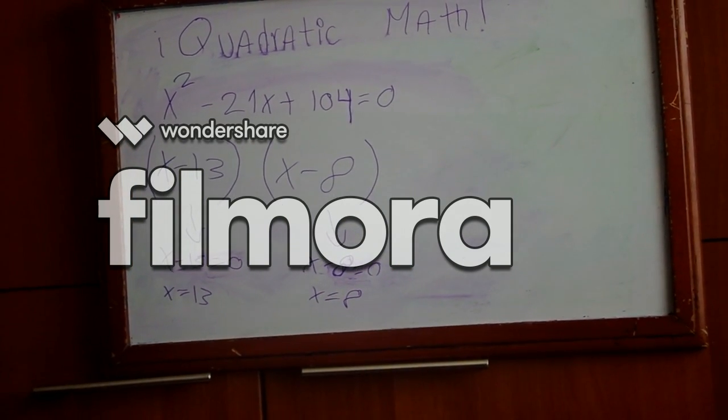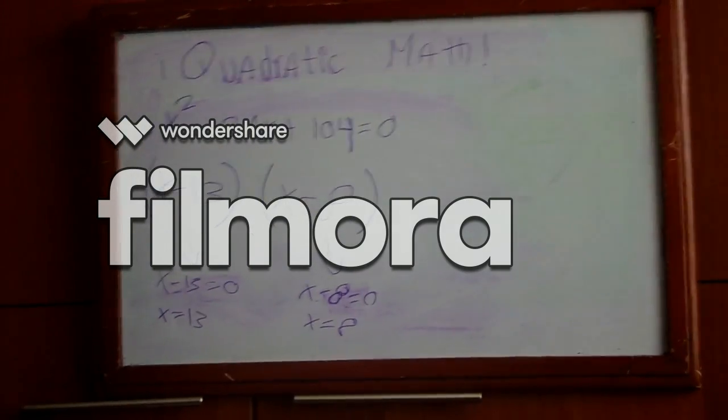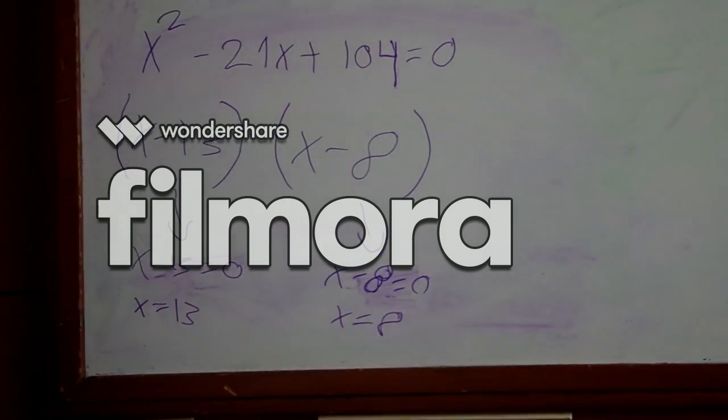Okay, so now we have the two x. So these are going to be coordinates to place at the Cartesian plane.